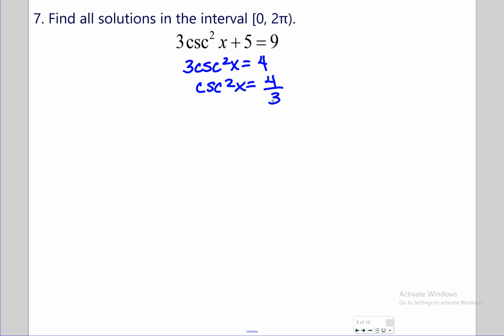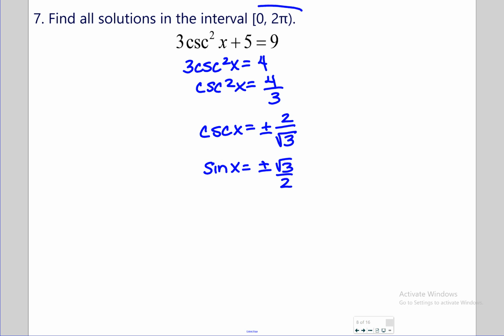Get rid of the square root. And when you square root something, what should you put in front of it? Plus or minus. When you square root a fraction, square root the numerator, square root the denominator. Square root of 4 on top gives me 2. Square root of the denominator gives me rad 3. And you can rationalize if you want, but I wouldn't, because my next step is I'm going to flip that anyway. Instead of cosecant, I'm going to make it what? Sine. Plus or minus rad 3 over 2.